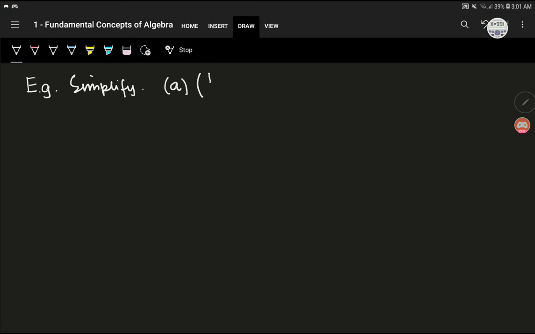1 over 2 multiplied by x to the power of 4, in brackets, and then another bracket, 16 multiplied by x cubed. So how should we simplify this one? Simply, we expand the bracket. When we have 2 brackets being multiplied, we can change this expression into this form.